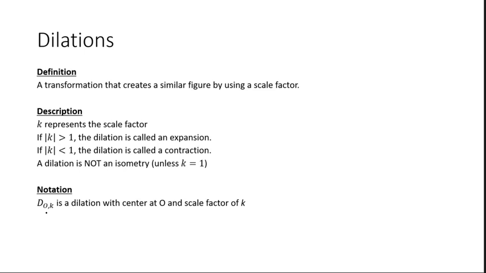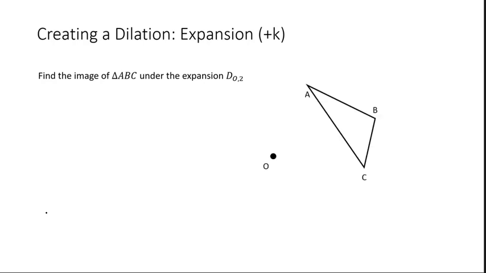So how do you create a dilation? Let's look at our first example where K is positive, and we're going to look at an expansion. In this case, we're trying to find the image of triangle ABC under the expansion D sub O, 2. This notation means that we have a dilation where the center point is O, and we are creating a shape that is twice as big. The 2 means the scale factor is 2 to 1.